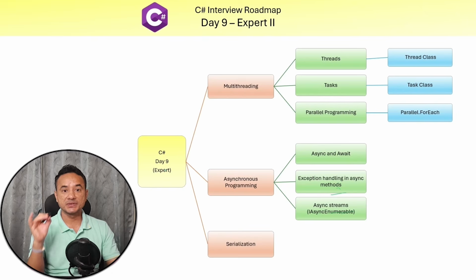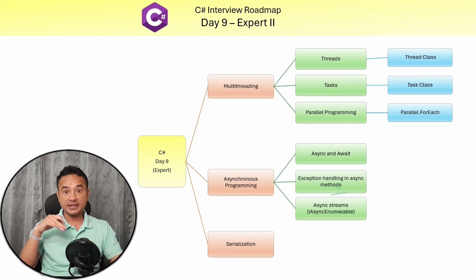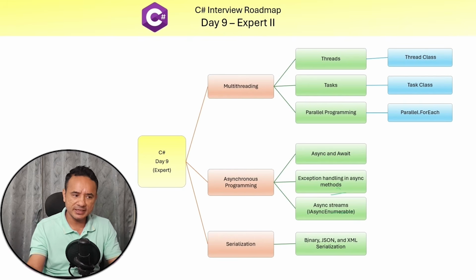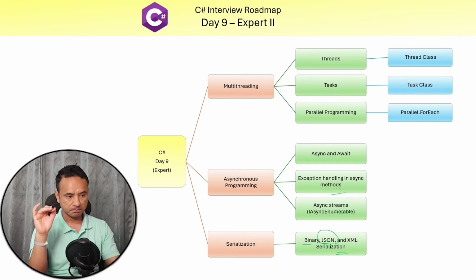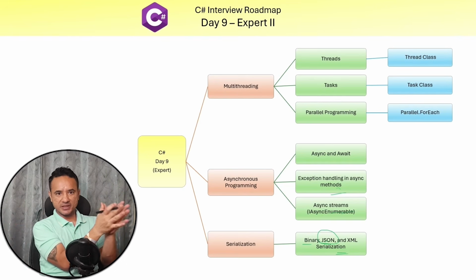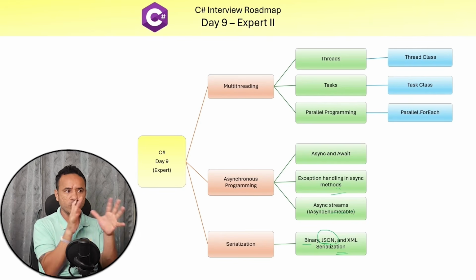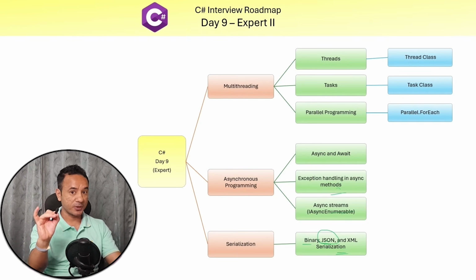Finally, we have serialization. Serialization means converting an object into a format that can be stored and transferred, and later reconstructed. We have different types of serialization, like binary serialization, JSON, and XML serialization. Out of these, JSON is very important today for APIs and web communication. Great. So that is our day 9. If you know all these concepts, then great, you are really proficient. And if you don't know, then mark them and start learning them, because you know where the gap is now.